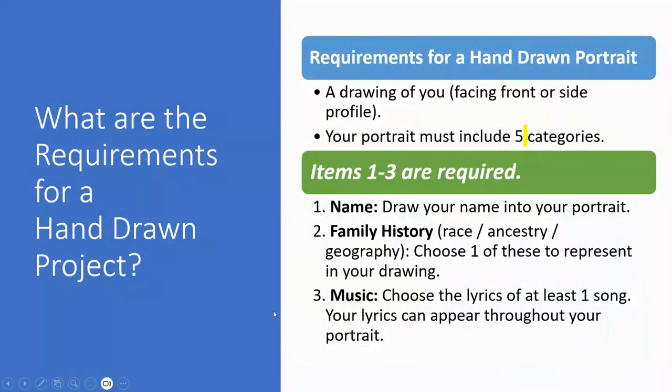Okay, so the requirements for your hand-drawn portrait are a little bit similar to the Padlet in that you have 3 required topics as well. The first one is name, the second is family history, and the third one is music again. But this time you're going to draw you, either facing front or a side profile. And it's still going to contain 5 categories, and for these first 3, you draw your name into the portrait, choosing one thing to represent you in the drawing, such as race, ancestry, or geography from family history, and then music, choosing the lyrics of at least one song, and your lyrics can appear throughout your portrait.